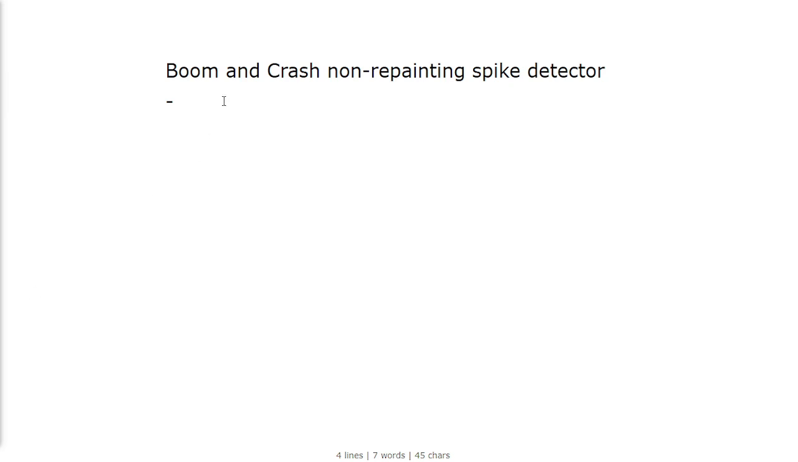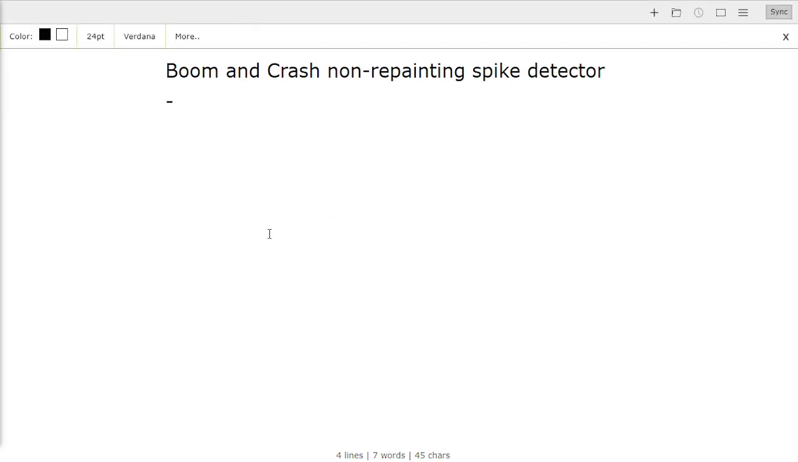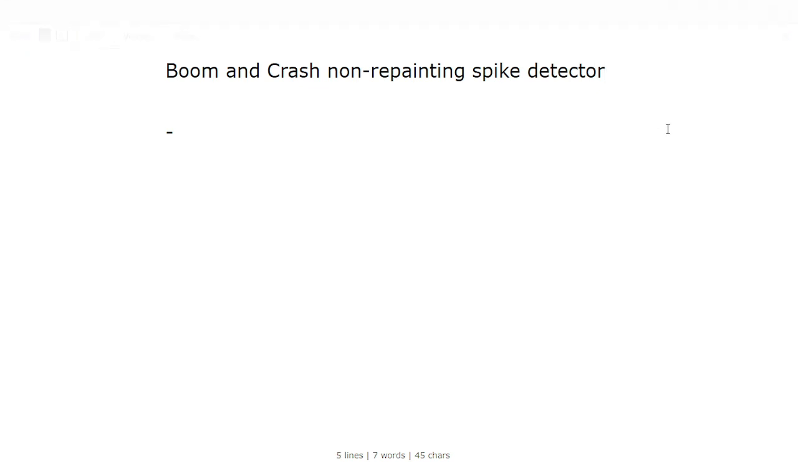Hi, in today's video you're going to learn how you can use my new tool to catch spikes using the Boom and Crash non-repeating spike detector. Some of the features of this indicator are that all the signals it sends are non-repeating.